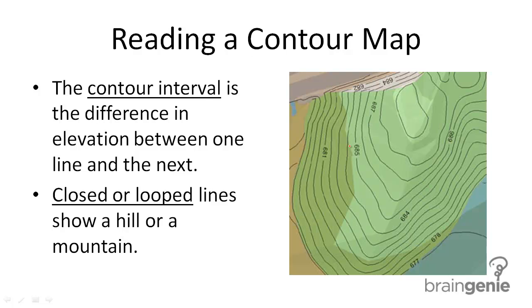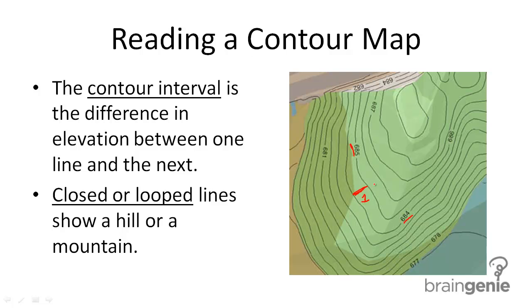So here, this line represents 685, whereas the line below it represented 684. So our contour interval, the difference between these, is 1. Sometimes it'll be greater. Sometimes you'll have 100 between each line.